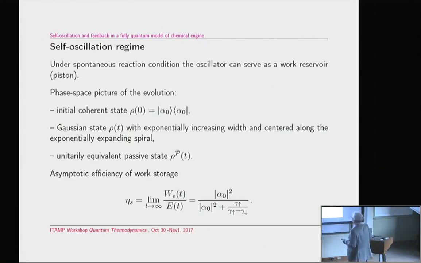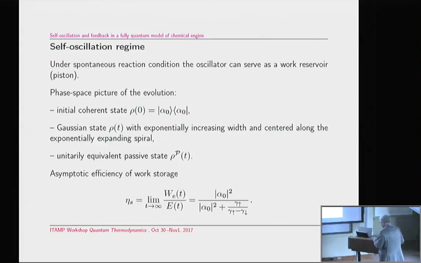And we can also compute something more. We can compute the asymptotic efficiency of work storage. So it means the ratio of this work, this ergotropy, to the total energy. And it's always smaller, of course, than 1, but this constant is of the order 1 typically. So therefore, we may see that if alpha 0 is essentially larger than 1, then this efficiency is close to 100%. So the more semi-classical is the initial state, the more efficient is work storage in this system.